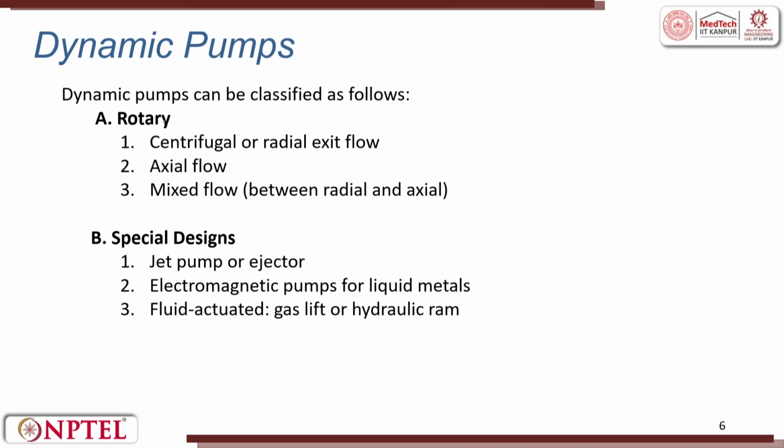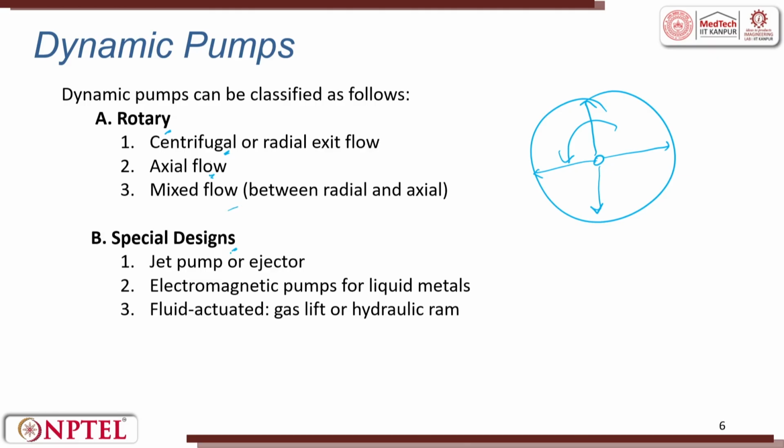So, the dynamic pump can be classified into rotary type and special design. Under rotary, it is always centrifugal. What is centrifugal? You have something which is rotating at a speed. So, now the media will try to go to the extreme walls, and it is rotating. So, this is called as centrifugal pump, or it is called as radial exit flow. The other one is axial, which we saw. The third one is a mixture of both, is mixed flow.